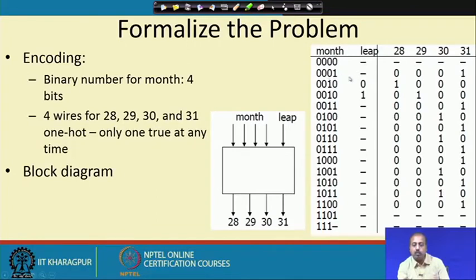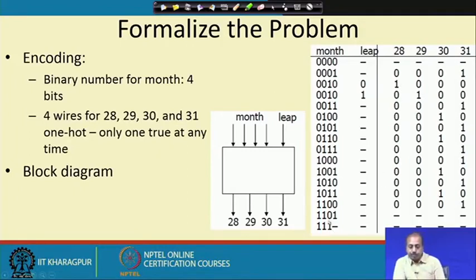Then 0001. Again, the leap year need not be considered, leap year is do not care. So, 0001 is January, a 31 day month. Then 0010 is February. Now, I have the leap year, this is without leap year and this is with leap year. With leap year, 29 will be high, and without leap year, 28 will be high. So, it goes like this, and this way I can draw this table.